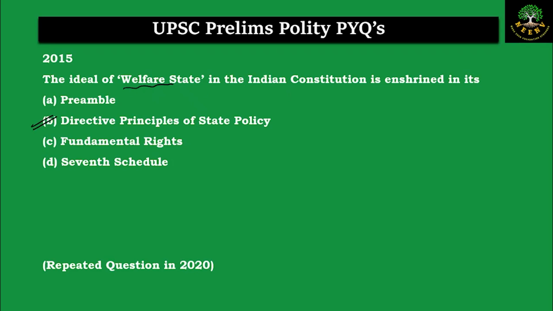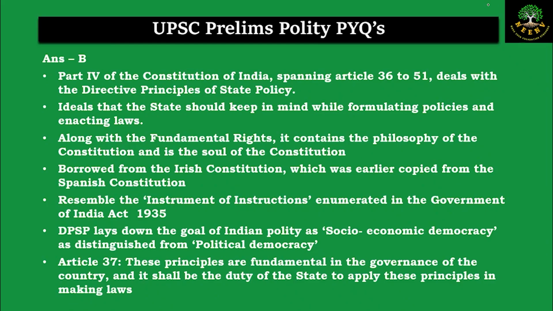The DPSPs are certain directives which are given to the state, and the state has to keep in mind these directives, these suggestions, while making the laws. They are mentioned in Part 4 of the constitution, in articles 36 to 51. The fundamental rights and the DPSPs together constitute the basic philosophy of the constitution, and they are considered the soul of the constitution. The DPSPs were borrowed from the Irish constitution.